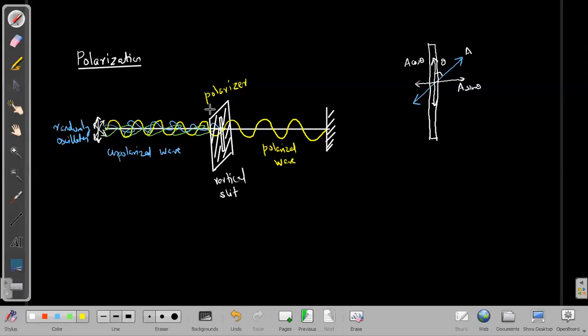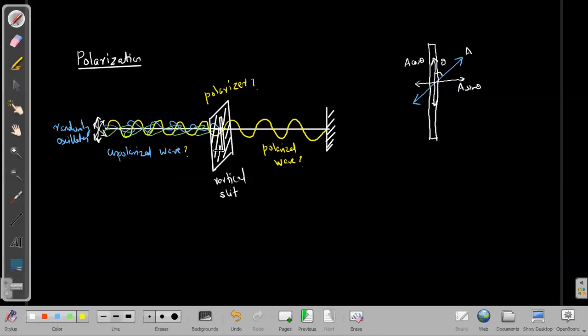Then we have the question: what is a polarized wave? I have answered it now. What is an unpolarized wave, what is a polarized wave, and what is a polarizer? I have answered these three questions here. If somebody asks you what an unpolarized wave is, you can easily say that an unpolarized wave is a transverse wave in which the directions of oscillation are completely random.